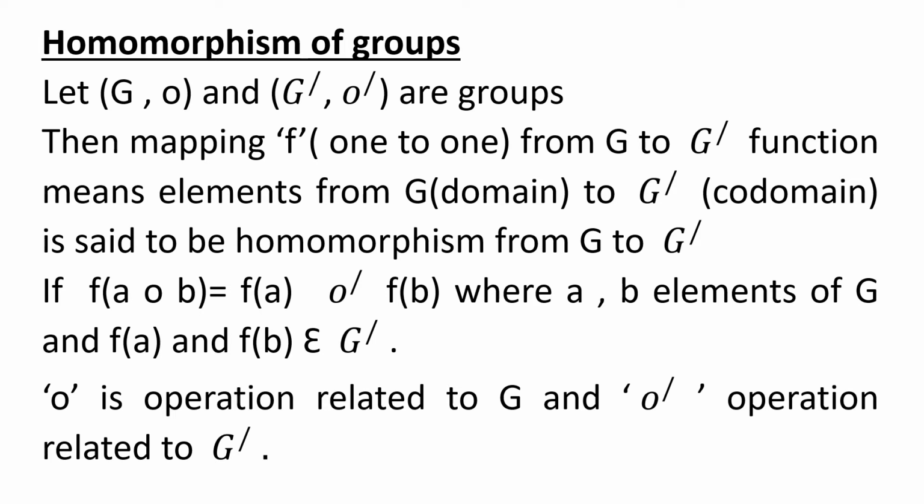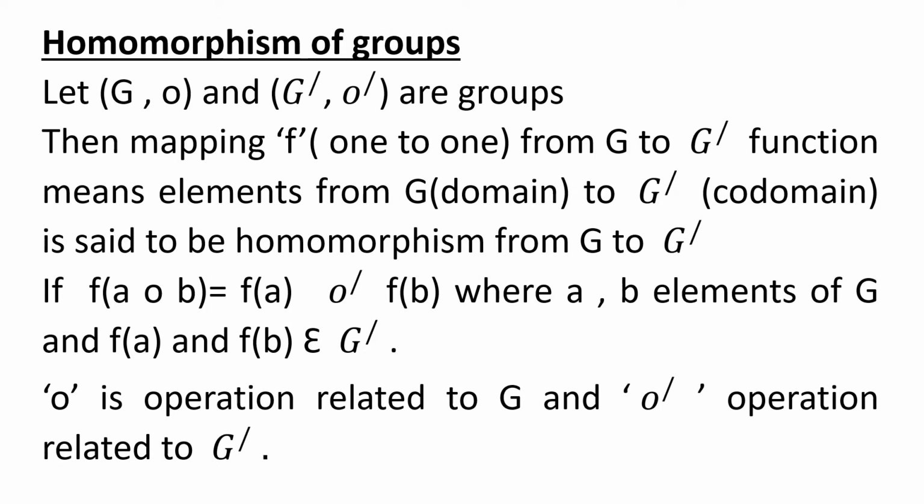Let (G, O) and (G', O') be groups. G is one group and G' is another group. O is the operation related to G, and O' is the operation related to G'. Then consider a mapping from G to G'. Here G can be called the domain and G' can be called the codomain.